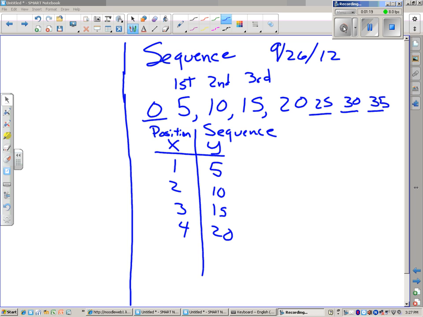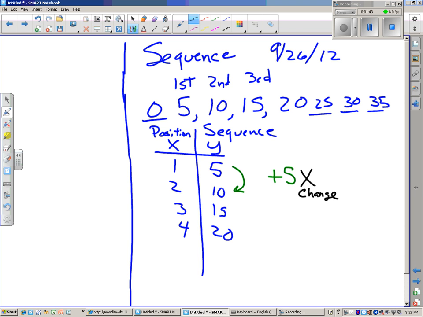So if I asked you in this pattern, every time we change from 5 to 10, how much is it going up by? 5. It is going up by 5 every time the x changes by 1 position. That gives me the y value. So if I continue that pattern down, if I plug in 3 to the equation, what is 5 times 3? 15. That's why the 15 comes out of the equation.